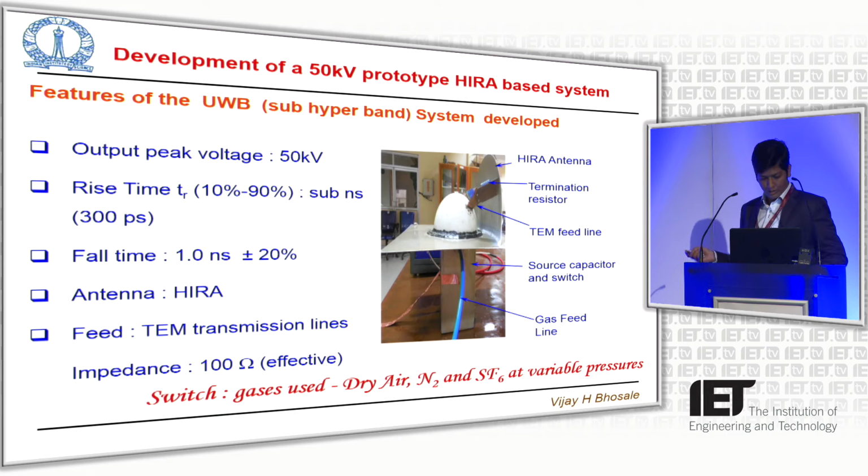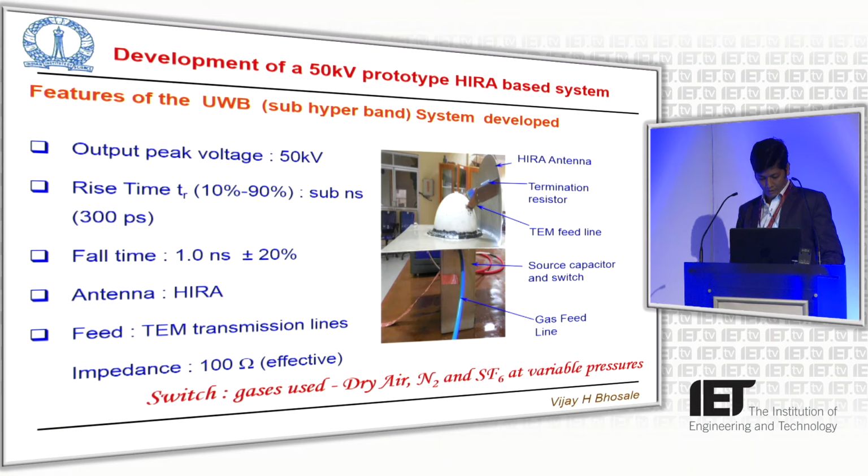So in this system, we have an output peak voltage of 50 kV. Rise time is 300 picoseconds and fall time is 1 nanosecond plus 125. Plus this antenna is a half impulse radiating type of antenna, and the feed transmission line is 100 ohm effective line impedance of this feeding line.